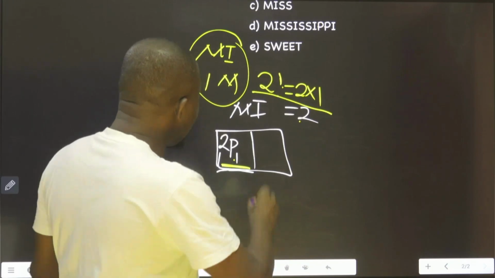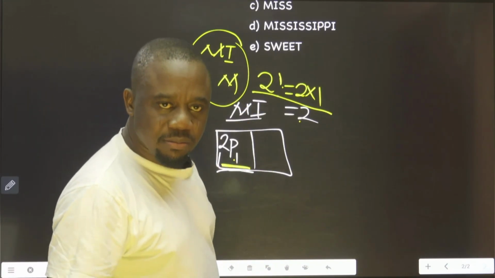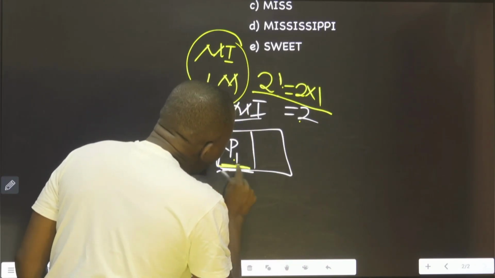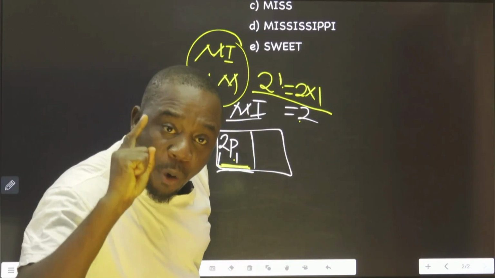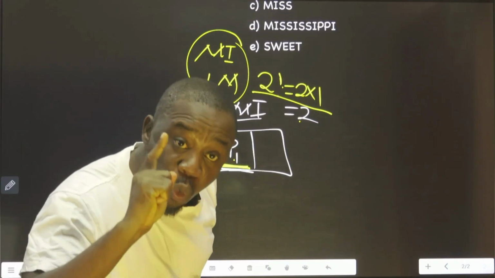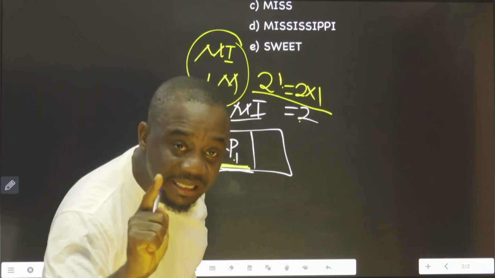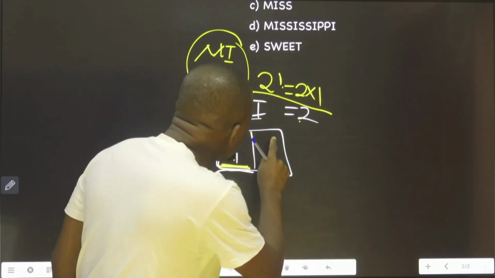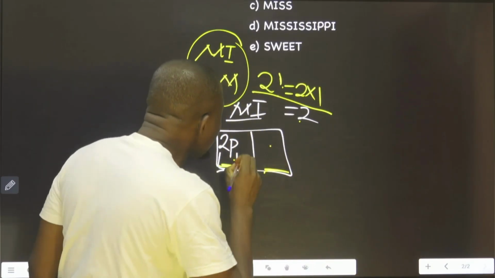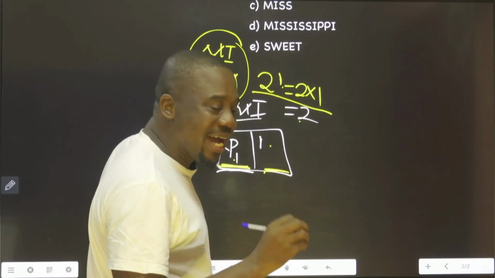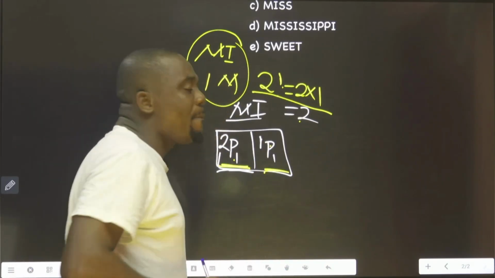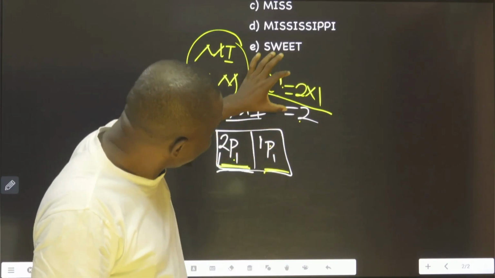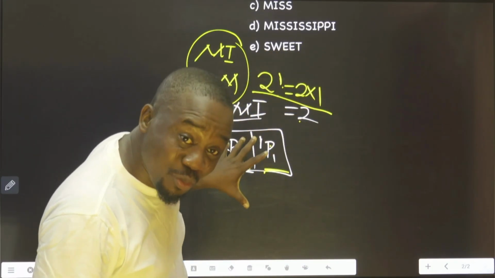Okay? Now, when 2 letters compete for this space, only 1 will win. When 1 wins, only 1 will remain. It means for this position, only 1 letter will be competing for this 1 position. Okay? This is the breakdown. But this is a shortcut, okay? I'm just trying to break it down for you.